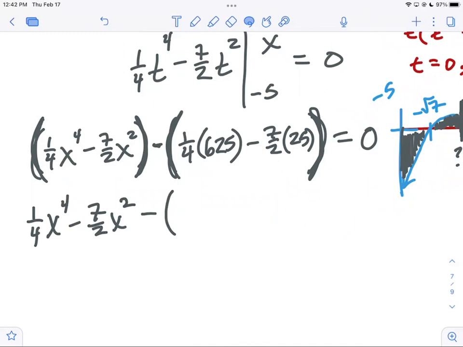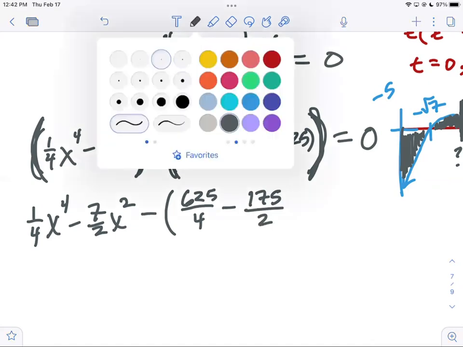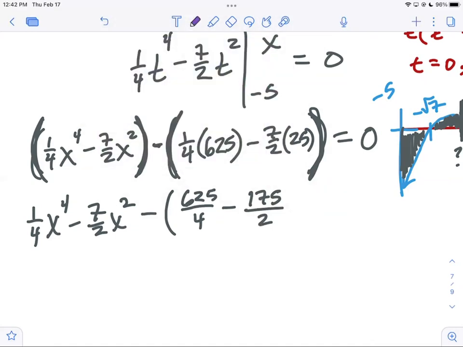I don't think so. So I'm just going to call it 625 fourths minus 7 times 25. If I have 7 quarters, how rich am I? Very rich, right? I've got 175. Yeah, cents, centavos, right? Times 2. Uh-oh, I better get a common denominator inside there.